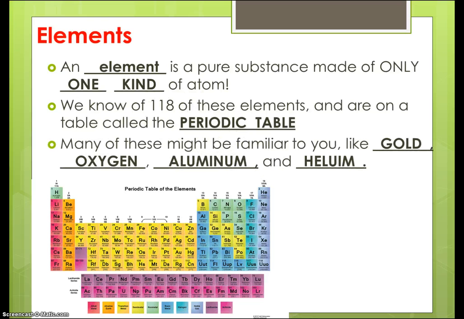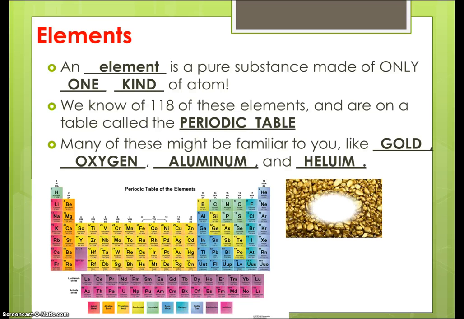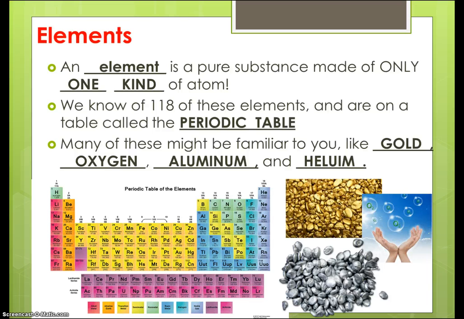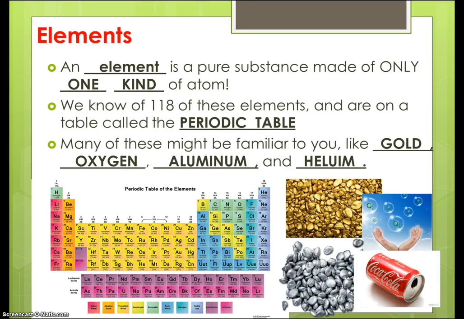Some of these elements might be familiar to you. Things like gold, oxygen, like in the air that we breathe, aluminum, found in its natural form, and when we use it to make things like aluminum cans. Also, helium. Let's check out Jimmy Fallon's take on playing with helium.